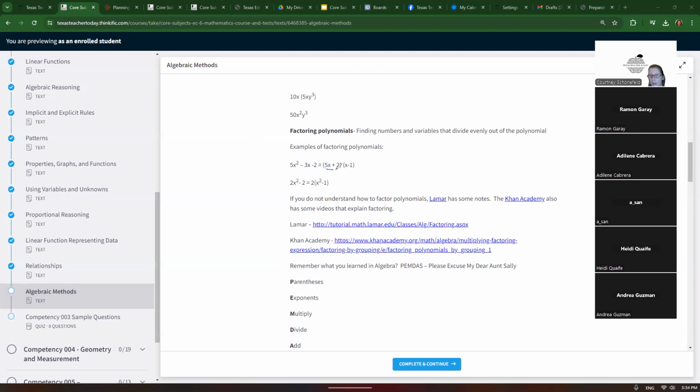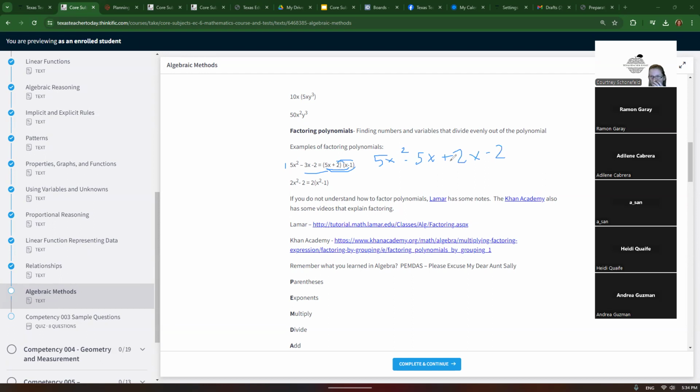We have to do the FOIL method. First, outside, inside, last, and they have to equal this, right? So this times this has to equal that 5x squared, right? So 5x times x has to equal 5x squared. And it does. And then this times this is 5 minus 5x. And then we do the inside plus 2x. And then the last is 2 times negative 1 minus 2.